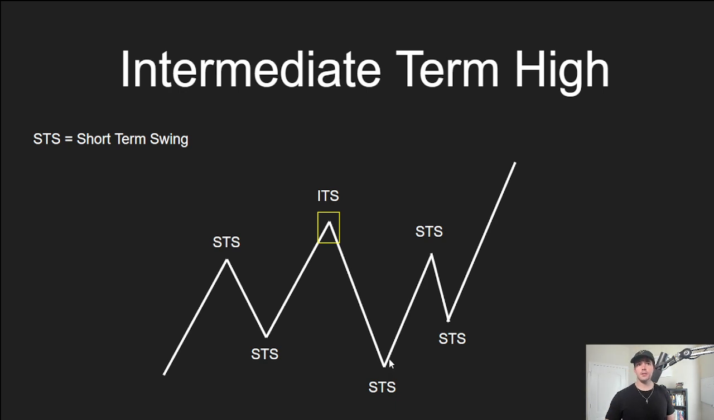Now, intermediate term swings are going to be where a lot of our trades originate from after liquidity has already been taken. So again, that one would flip to an intermediate term swing because it has now taken out two short-term swings.